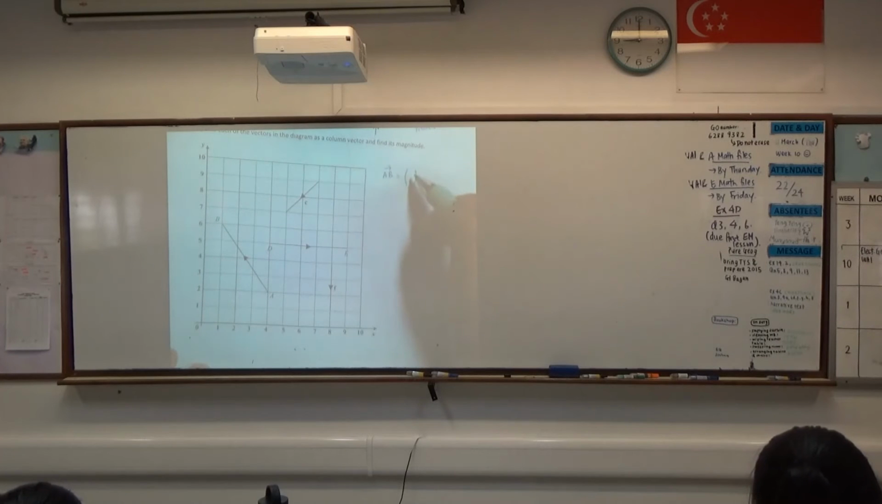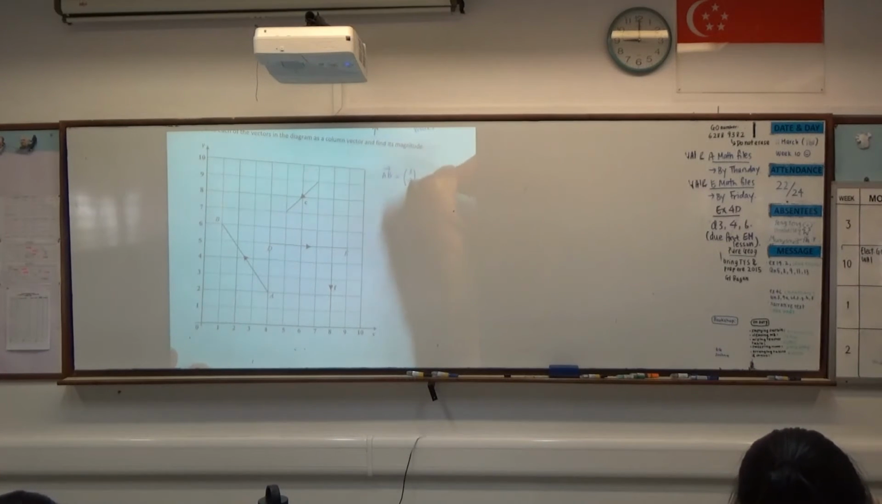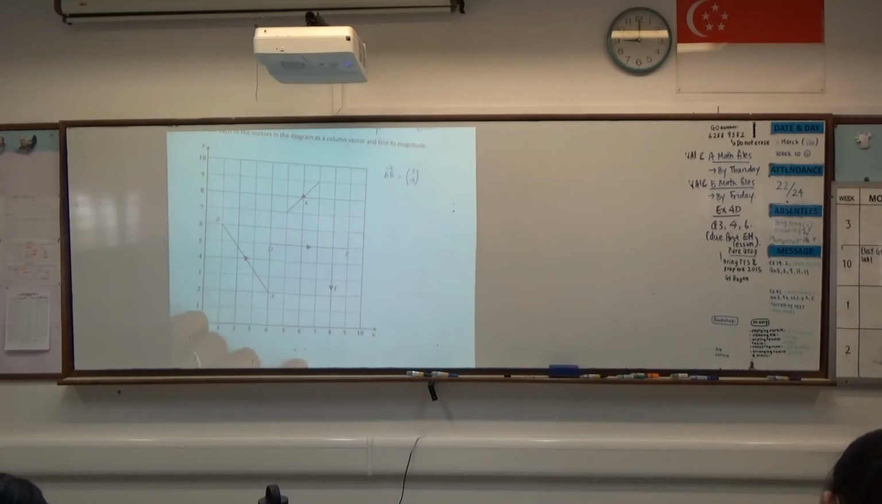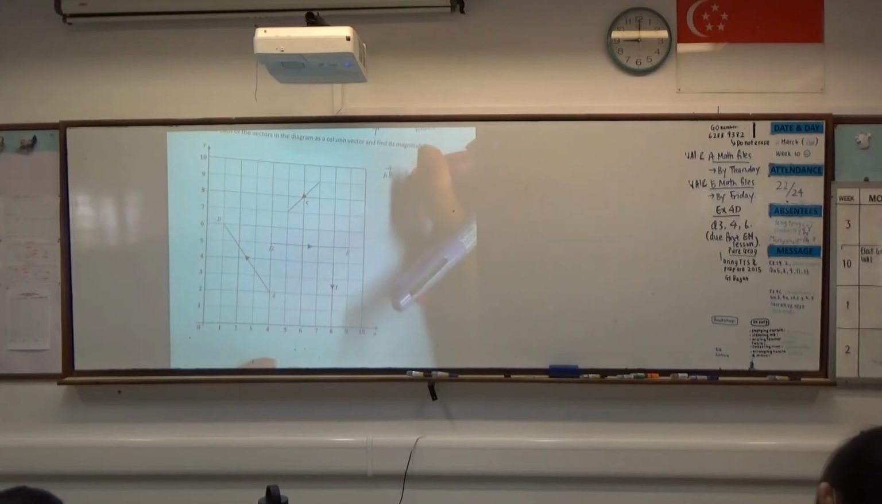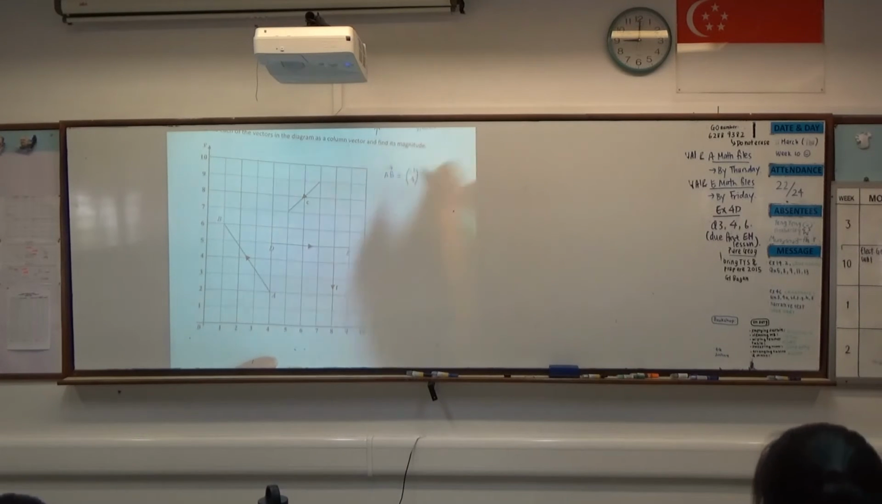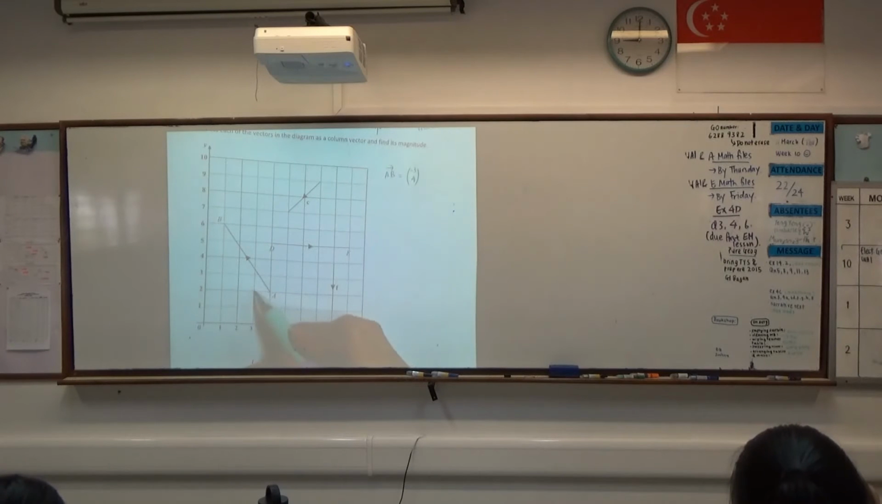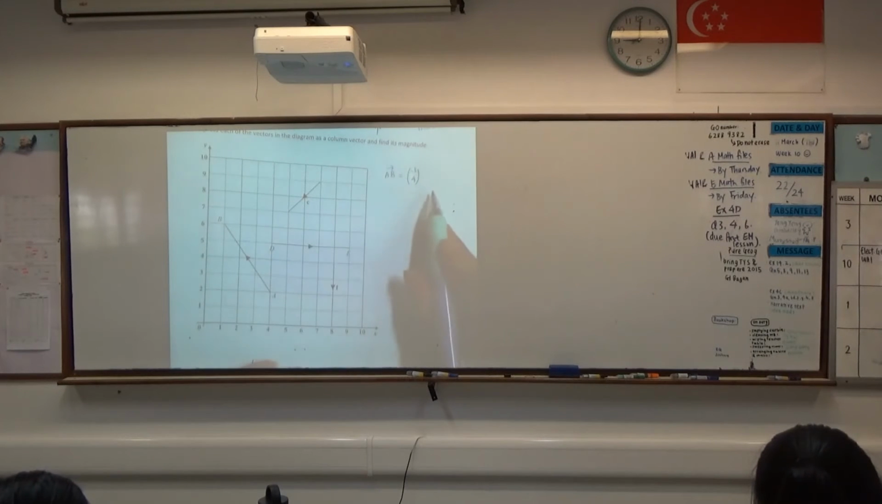X component is 3, negative 4. You sure? AB then. Okay, so should be negative 3 and 4, yeah? So from A to B, we move to the left 3 units, move up by 4 units. So left is negative, up is positive. Okay, so negative 3 and 4.